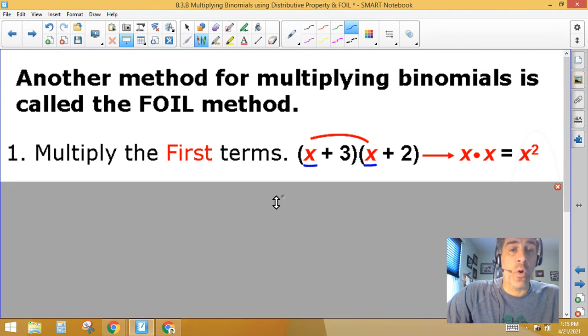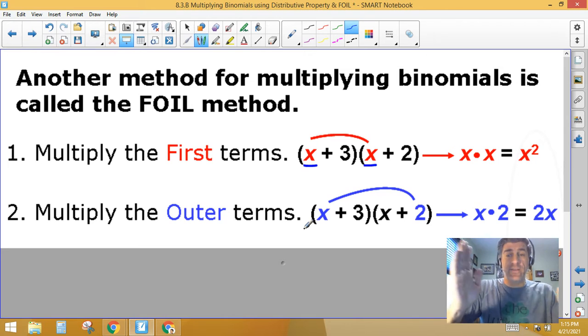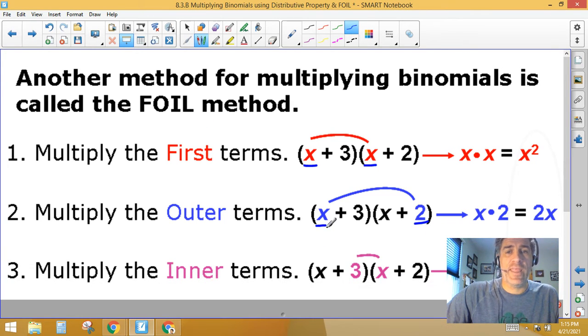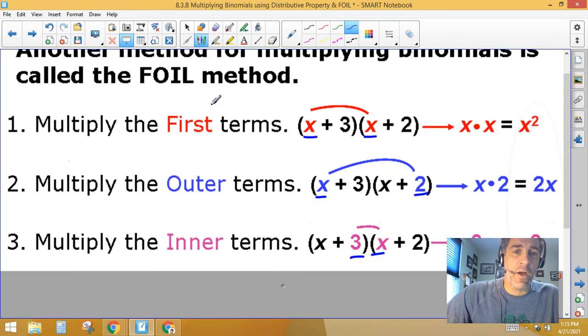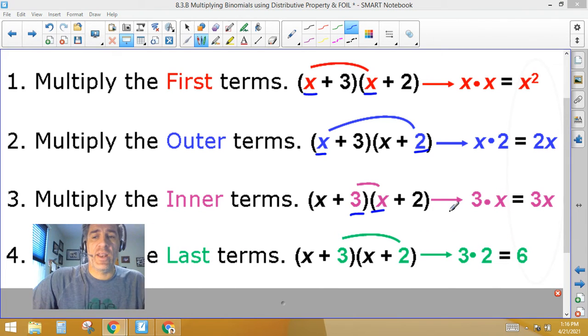Then I go with the O for FOIL. O stands for outer terms, the outside, as if it were a wall. I take the first and the last, and I multiply them together. The I stands for inner, the two that are in the middle. 3 times x gives me 3x. And the L stands for the last terms. When I multiply the last terms, 2 times 3, I get 6.